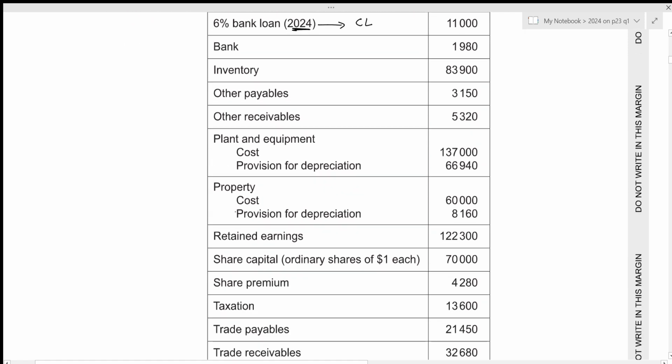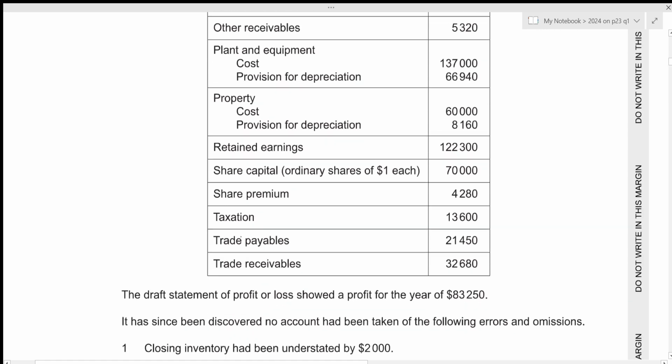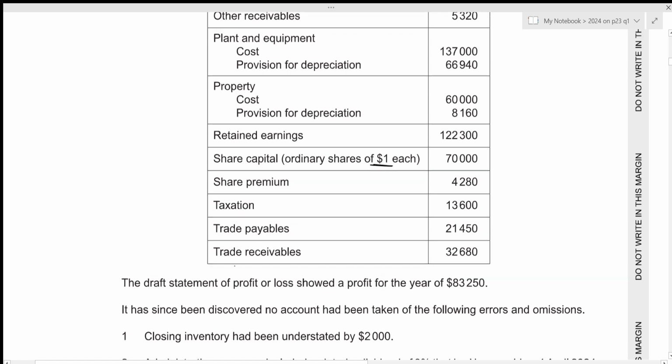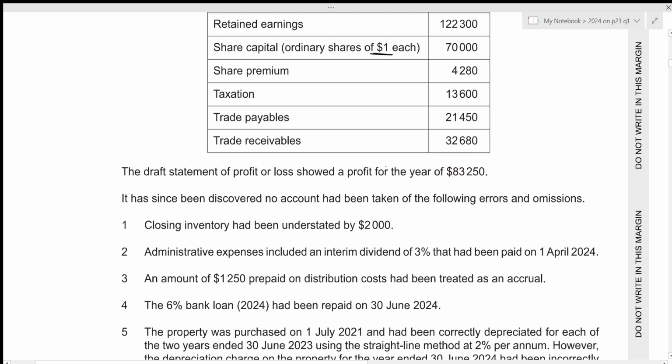We have our non-current assets, plant and equipment and property. We have the retained earnings, share capital, and in this case, the par value is 1. We have the share premium, taxation, trade payables, and trade receivables. The draft statement of profit or loss showed a profit for the year of 83,250. It has since been discovered no account had been taken of the following errors and omissions.